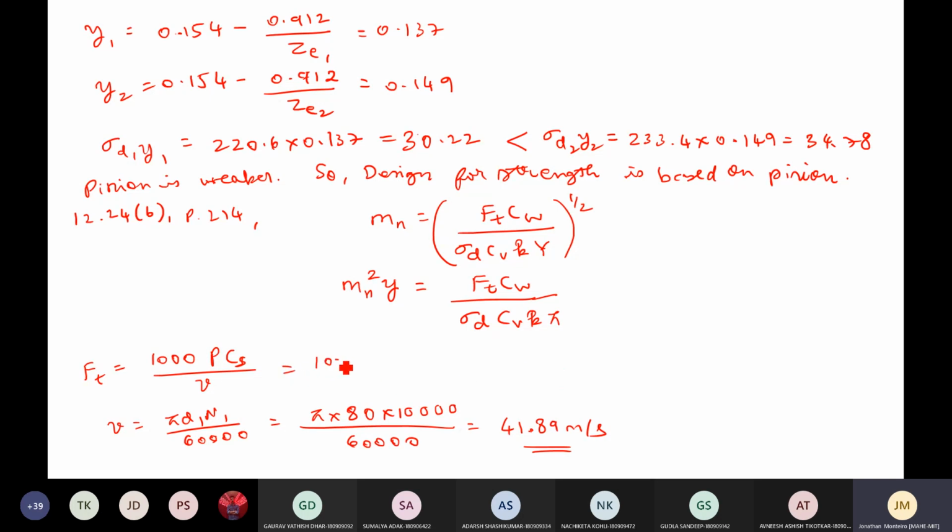Put this value back. 1000, 20 kilowatts, 1.8 as service factor, 41.89 velocity. Should be getting around 859.39 newtons. Just check the values.